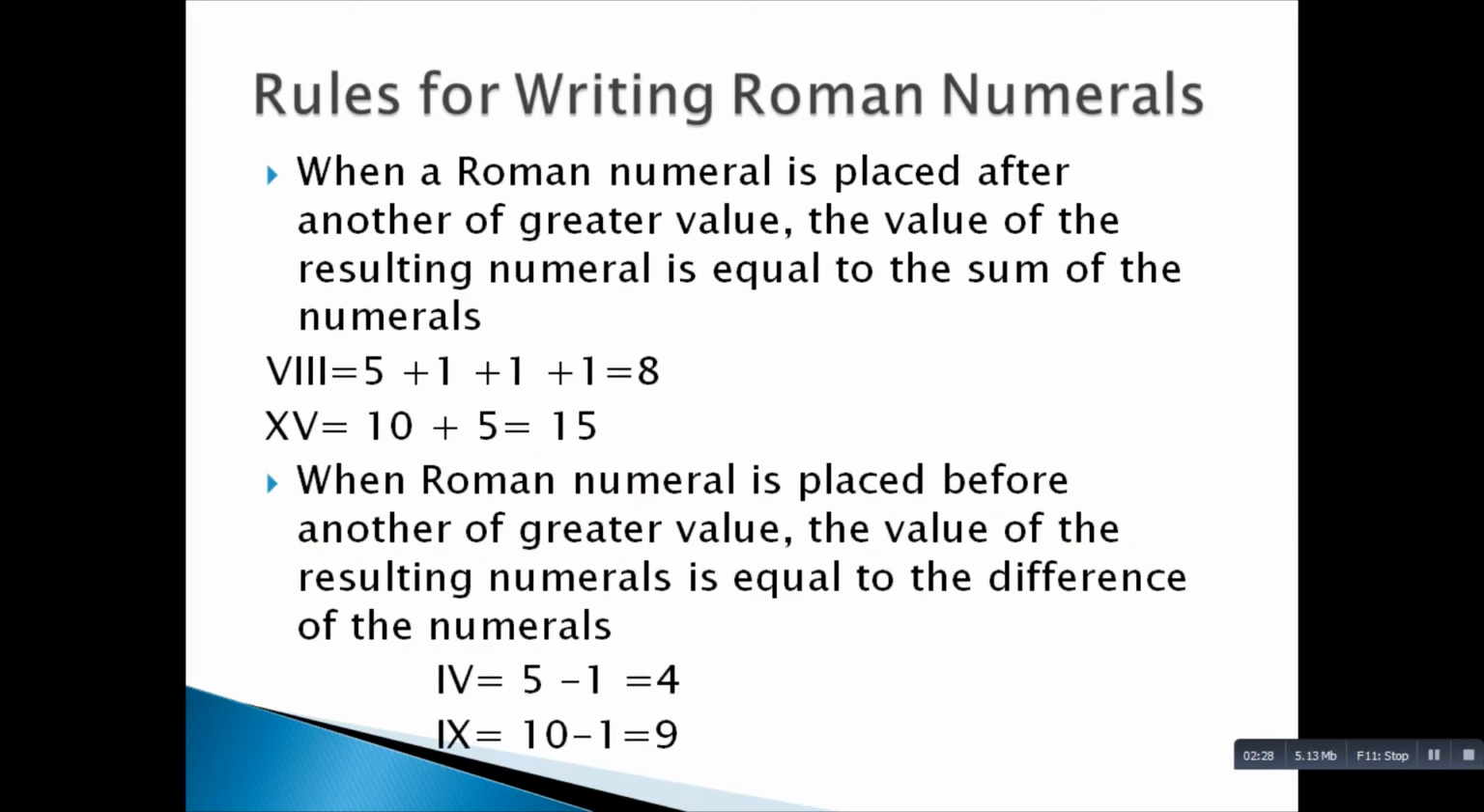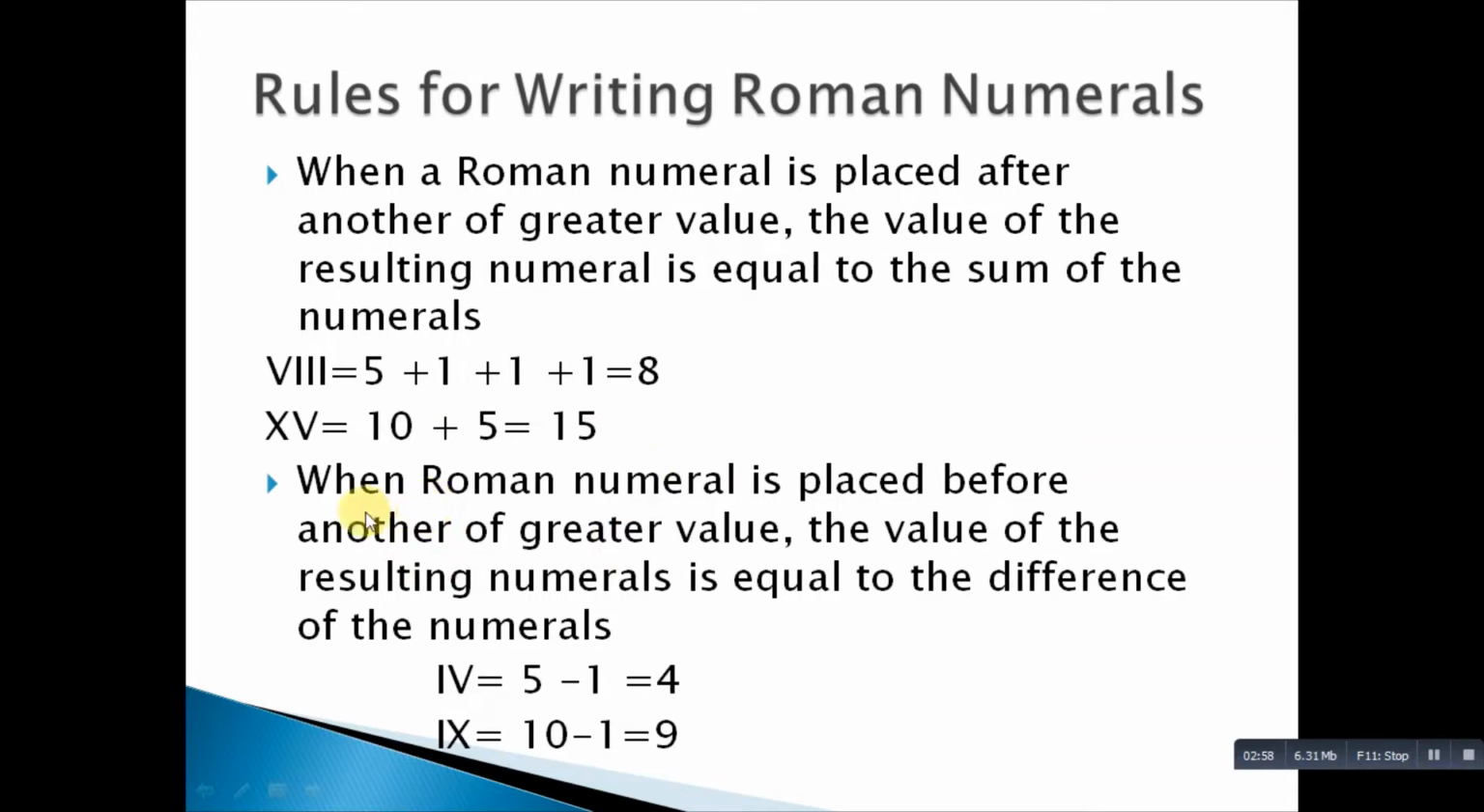Some other rules are also there, like when a Roman numeral is placed after another of greater value, the value of the resulting numeral is equal to the sum of the numerals. Now you can see here, I have written V and 3 times I. You know V means 5. So 5 plus 1 is 6, 7 and 8. This is equal to 8. And similarly, when you are writing XV, X means 10 and V means 5. So this is equal to 15.